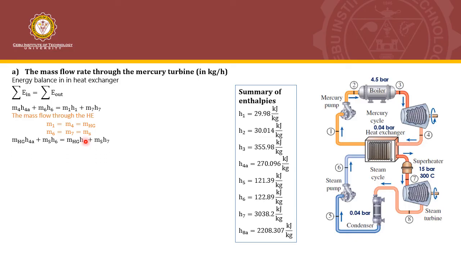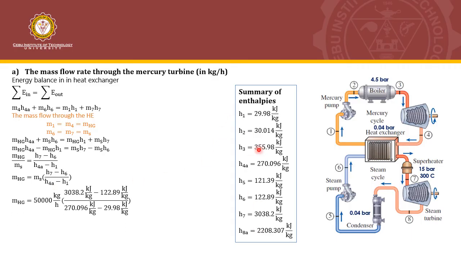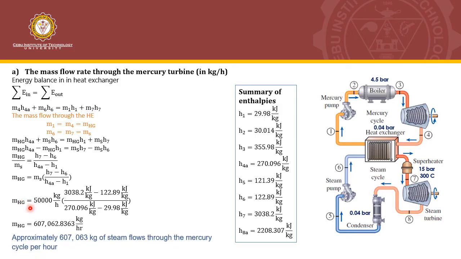Substituting that in the equation, we can get this one and just rearrange that and get the value, the ratio, and solve for the mass flow rate of the Mercury in the Mercury cycle. So the mass flow rate through the Mercury turbine can be solved using this relationship. So we just plug in the value from this summary of enthalpies here. We can now get the value of the mass flow rate through the Mercury turbine. So the value is approximately 607.63 kilogram, or we have 607.63 kilogram steam flows through the Mercury cycle per hour.